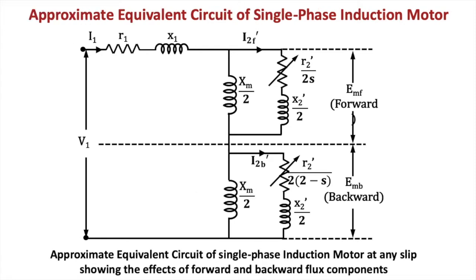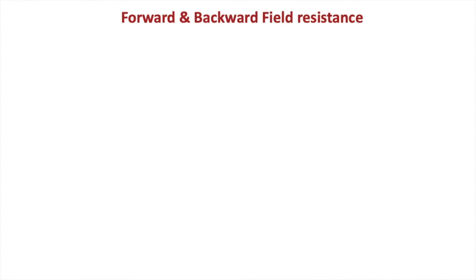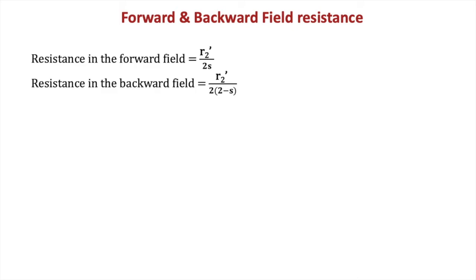But for simplicity in the calculation, the core loss resistance is being neglected. Only the magnetizing reactance remains, and therefore it is known as the approximate equivalent circuit of the single phase induction motor. And the rest of the things remain the same. We have just removed the parallel core loss resistance which was there in shunt to the magnetizing reactance.